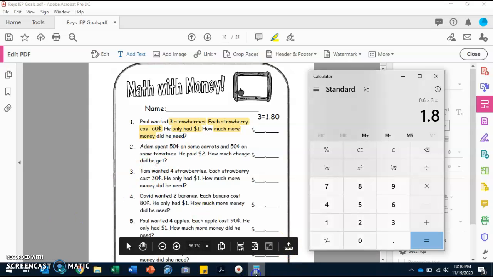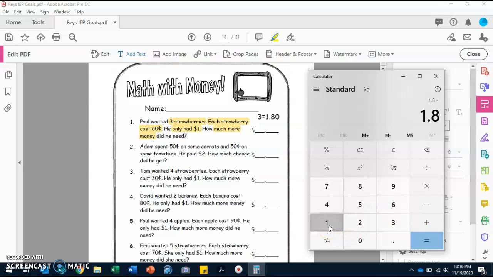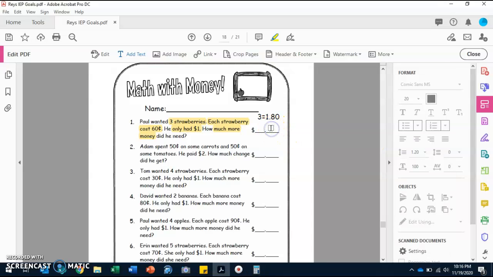So let's get out the calculator. We already have here 1.80, and we're going to subtract 1, because that's what we have, $1. And our answer is 0.8, which also means 80 cents. So here we're going to put $0.80. He needs 80 more cents so he can be able to buy his 3 strawberries, because he only has $1. However, 3 strawberries equals $1.80.